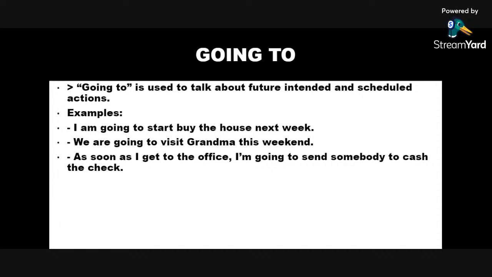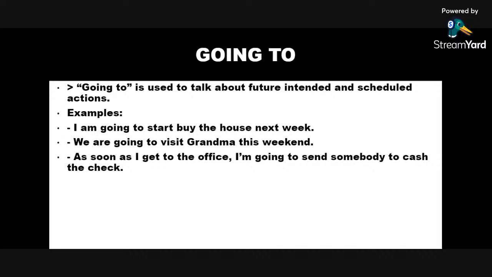Now, another example is we are going to visit Grandma this weekend. Probably it has already been agreed by all those who are going to make that visit. It has been agreed and we've concluded arrangements, okay? You can say, as soon as I get to the office, I'm going to send someone to cash the check. It's what I have decided and it's certain that it will be done.